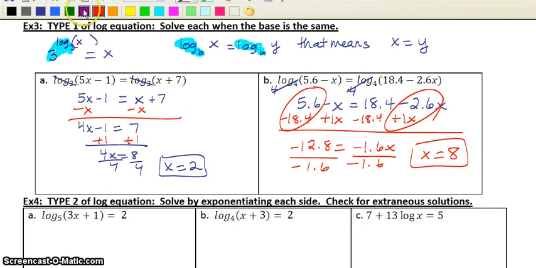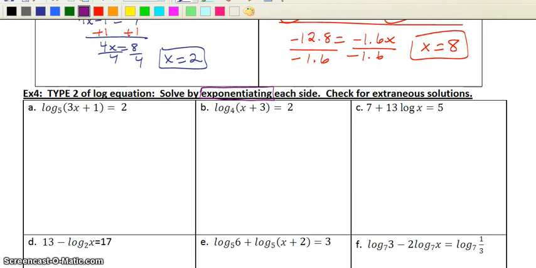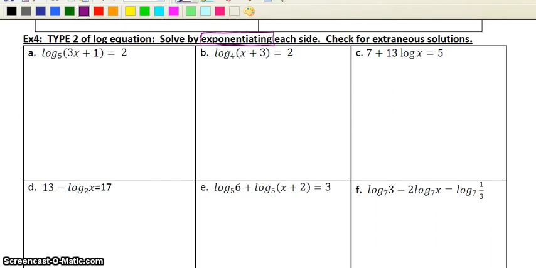Moving right along to example 4, the other type of log equation that you're going to see. What I did before when I took both sides as exponents of a base of 4, that's called exponentiating. And when I do this with logs, I do end up getting extraneous solutions sometimes, so we're going to check our answers each of these times. So here's what I mean.